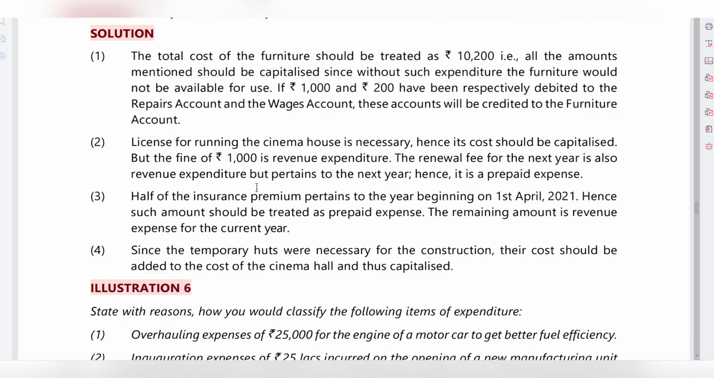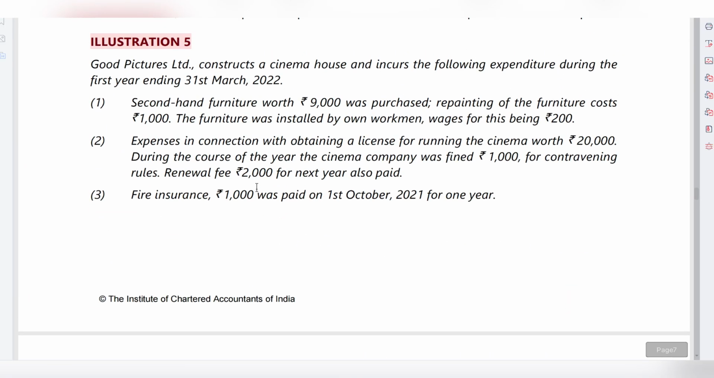The renewal fee for the next year is also revenue expenditure, but pertains to the next year, hence it is a prepaid expense. The renewal fee relates to next year, but we are paying that expenditure in the current year. So this is prepaid expenses and it should be recorded as an asset in the balance sheet. And the 1,000 fine is a revenue expenditure because it is an administrative cost. It is recurring in nature, whereas prepaid expenses are considered as asset and recorded in the balance sheet.